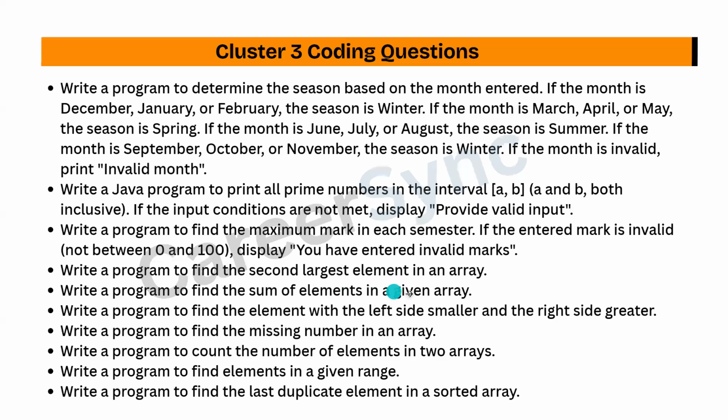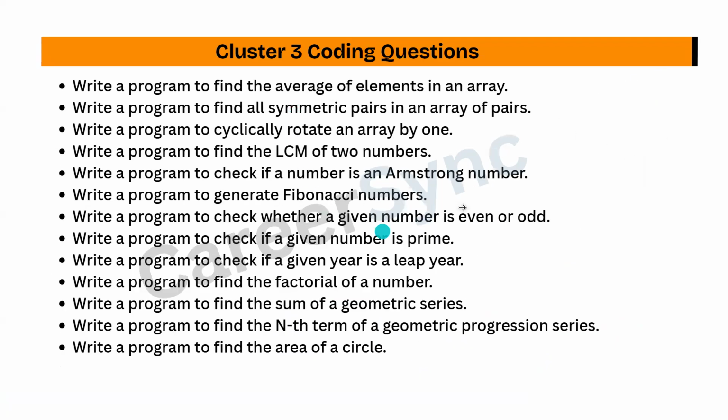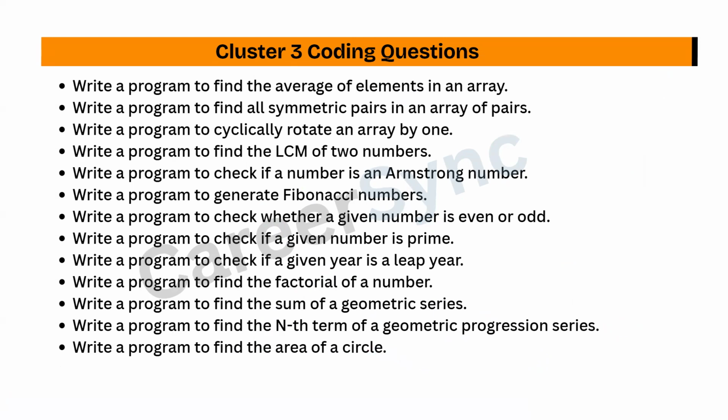Find the sum of elements in a given array. Find the elements with the left side smaller and the right side greater. Find the missing number in an array. Count the number of elements in the two arrays. Also find the elements in the given range. Find the last duplicate element in a sorted array. This is the last question. Now there are some more questions that you need to know. Find the area of a circle. See that this question is also there, so most probably each and every question is repeated.